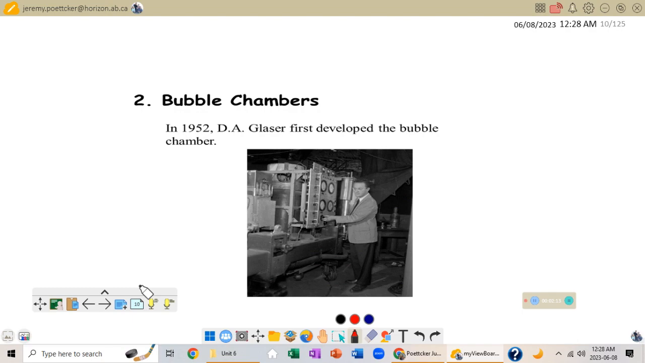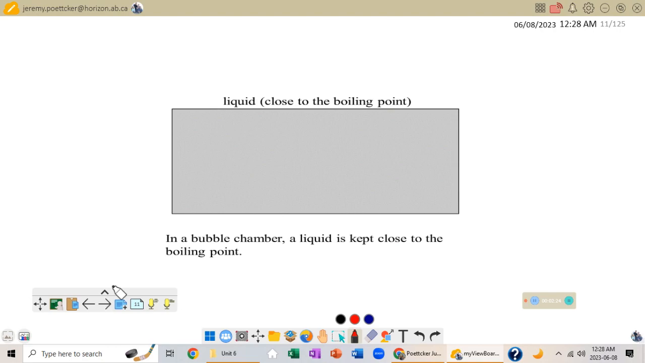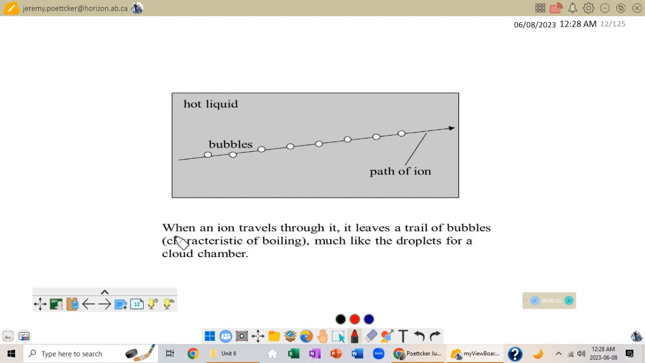Similar idea with a bubble chamber. This is a little bit later on. D.A. Glaser in 1952 developed the first bubble chamber. It's a bit larger, as you can see. Here we've got liquid that's close to the boiling point, and when we send these ions through it, they leave a trail of bubbles characteristic of boiling point, much like the droplets for a cloud chamber. So same kind of an idea. This is a bit easier to use because we don't need a supercooled gas.